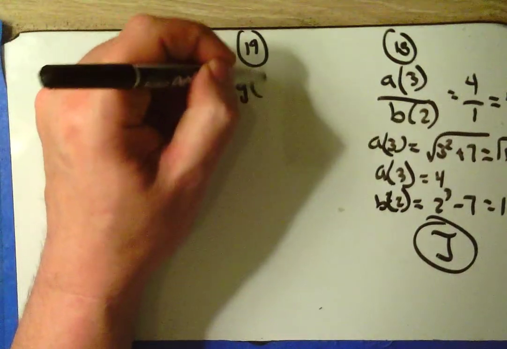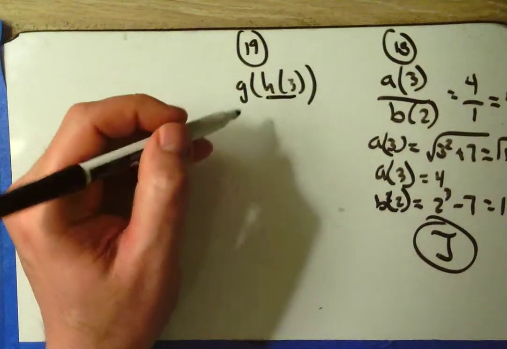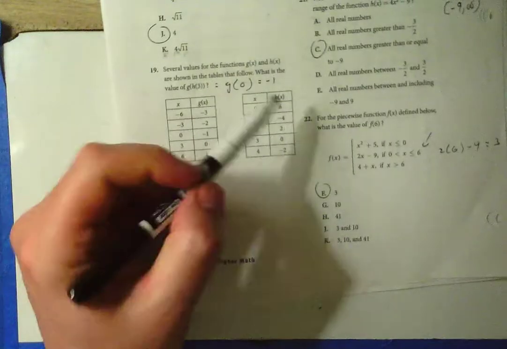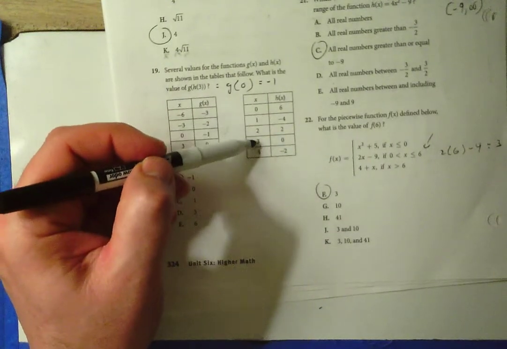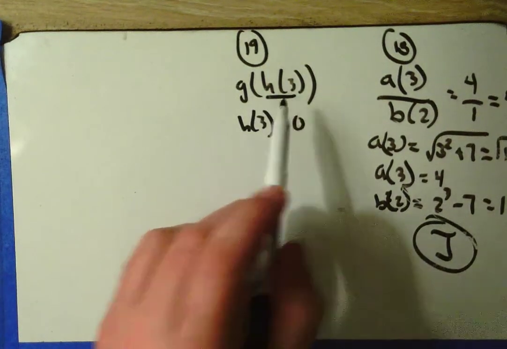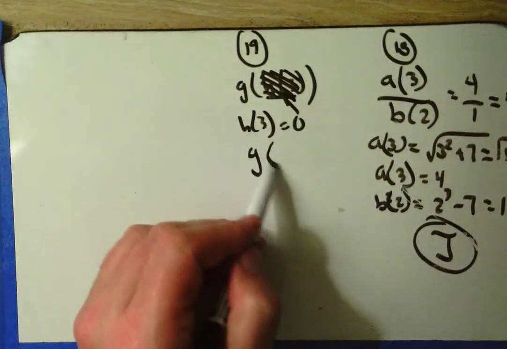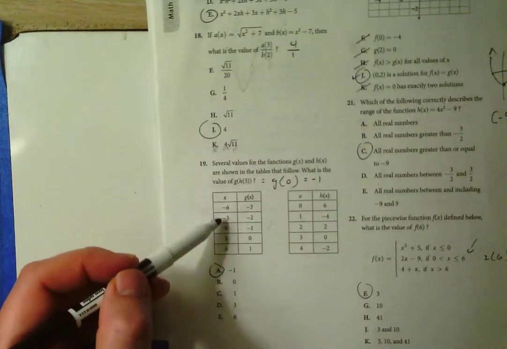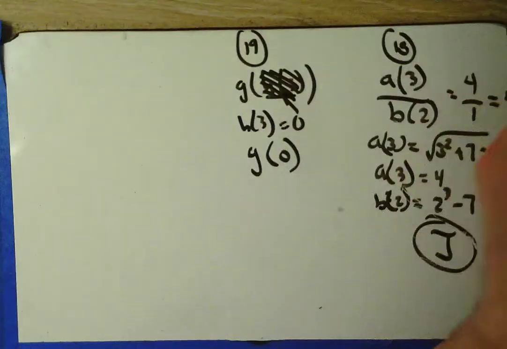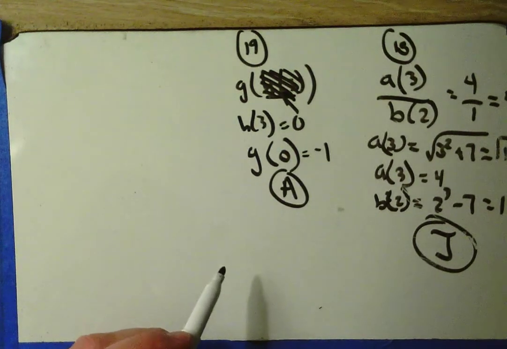19 asks us to find g of h of 3. Okay, so with g of h of 3, I'm going to start by finding h of 3. I'm going to read on this h table to x equals 3, and I'll see that the output is 0. So h of 3 equals 0, which means in this original expression, g of h of 3, I can replace h of 3 with 0, and now it'll look like g of 0. When I go back to my table, but this time read the g column, when the input is 0, the output is negative 1. So g of 0 is negative 1, and therefore A is my answer for number 19. 20.